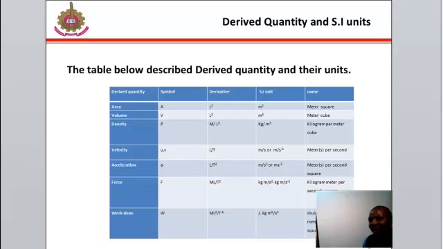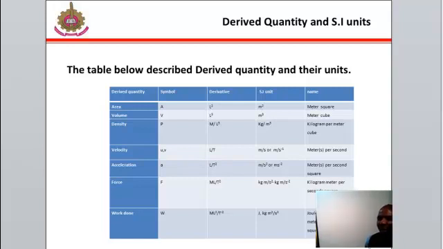Density is represented by rho, that is mass over volume. The derivative is capital M over L cube. The SI unit is kilogram, where M is represented by kilogram, while L is represented by meter. So L cube is represented by meter cube, kilogram per meter cube.